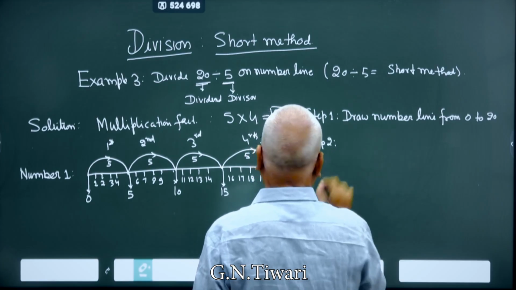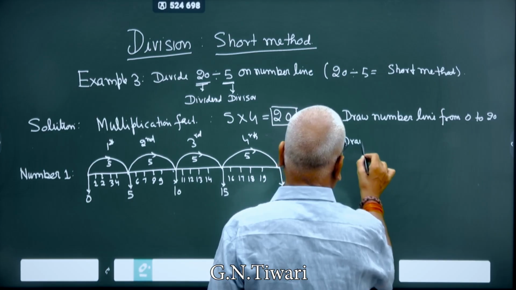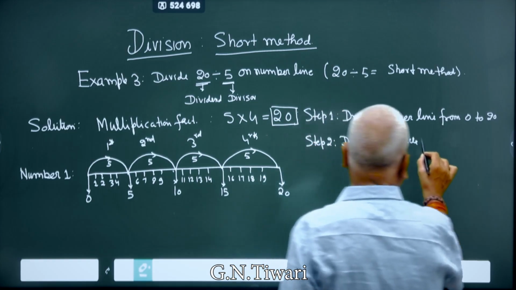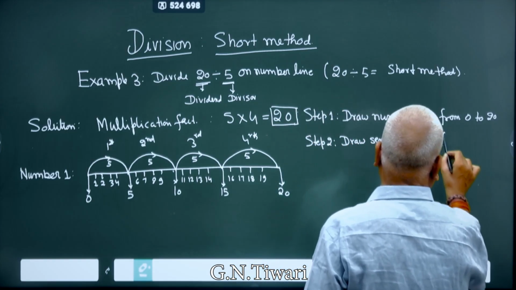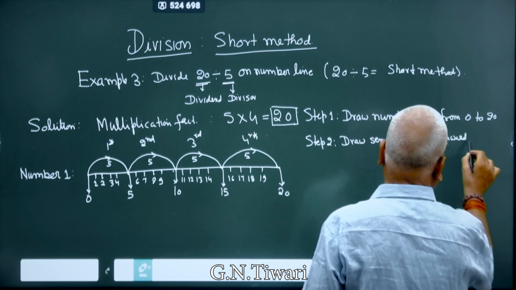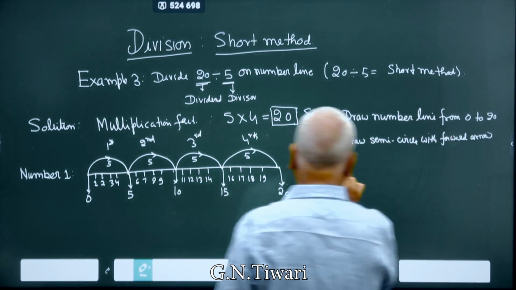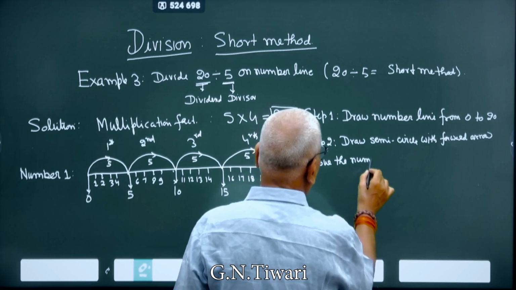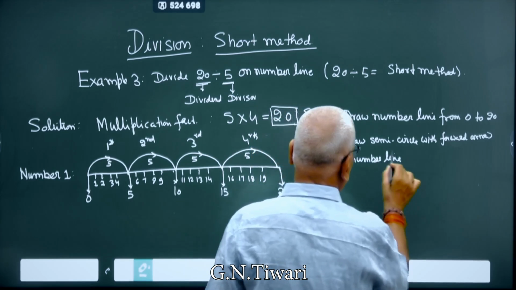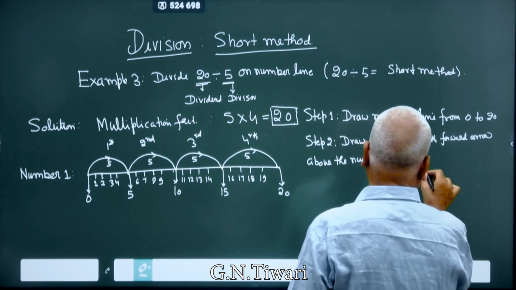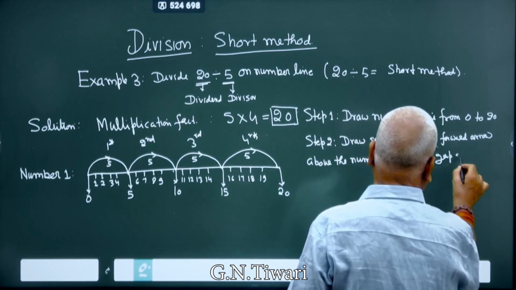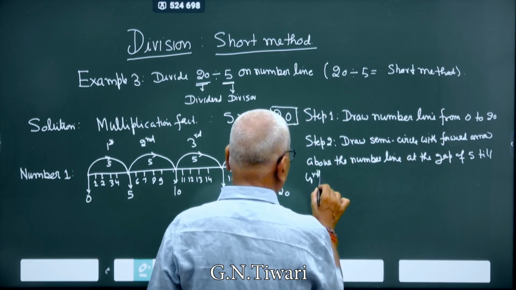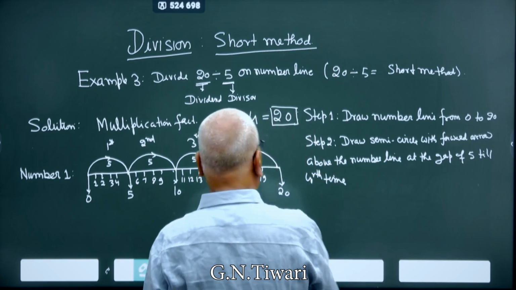ये जस्ट उसके उल्टा होगा. Draw semi circle with forward arrow above the number line at the gap of 5 till 4th time, because 20 is not known.